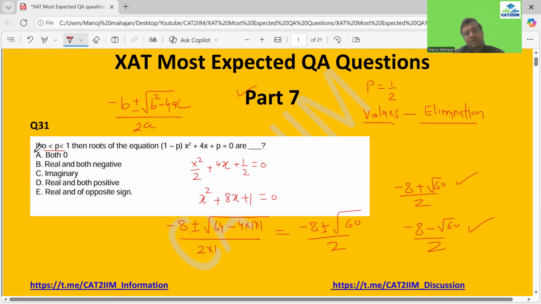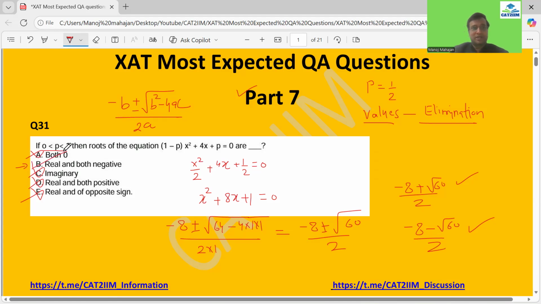For any value of P in this range, it should satisfy. So of course we can rule out option A. This is a possible answer also, as we are getting real and both negative. Imaginary I can rule out. Real and both positive I can rule out, because in this case it is failing when we are keeping P as 1 by 2. And again they're saying real and of opposite sign, but we are getting both negative. So we are able to eliminate 4 choices. Left out is only 1, so that has to be the answer.